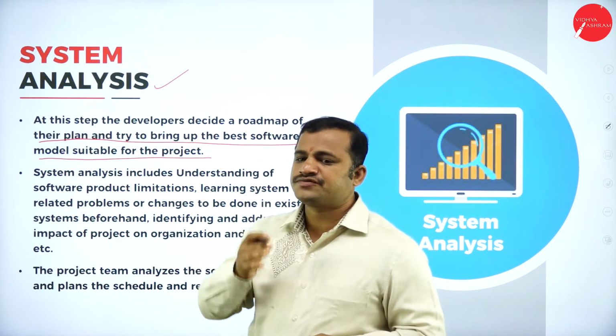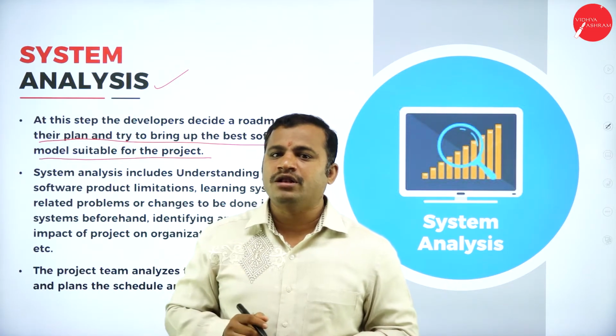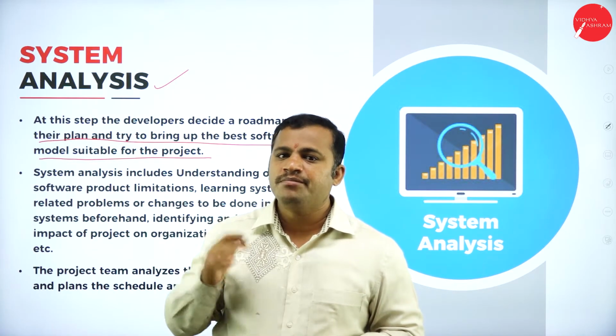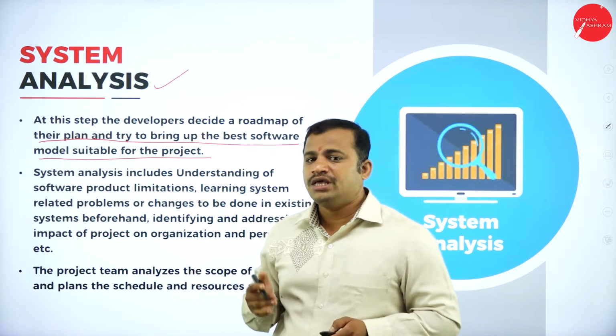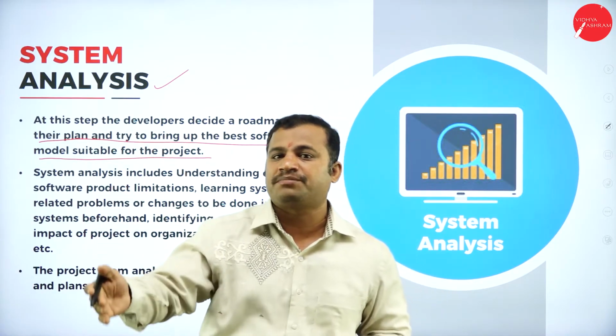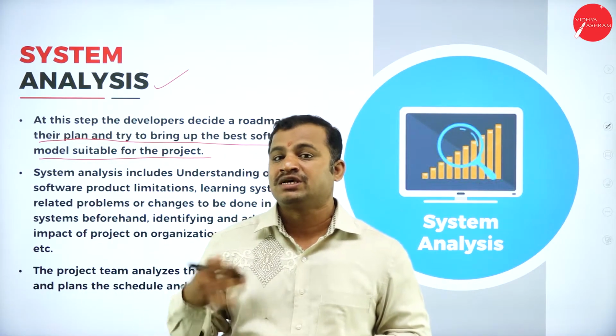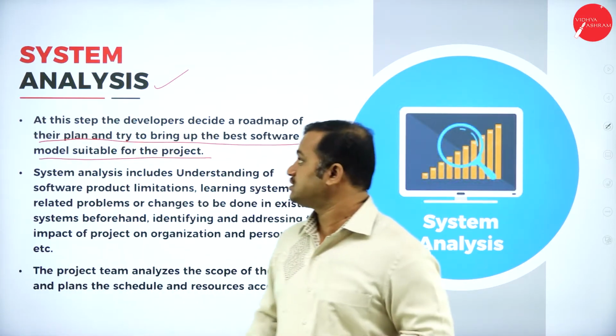There are different types of software development models, that is waterfall model, iterative model, Big Bang model, V model. All these are different types of software development lifecycle models. They are going to decide which model is suitable for that particular software product. All those things are discussed and analyzed. That is called system analysis.